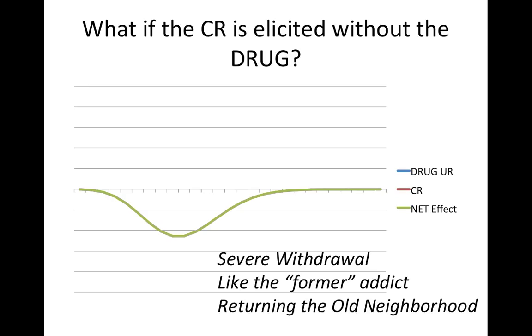Now, what if the CR is elicited without the drug? Well, the old neighborhood for these drug abusers, as Wikler noted, was the CS. And if we have the CS alone, we have the CR alone as the net effect. Remember, there's no drug on board. So the net effect is just the effect of the CS. The CS elicits this horrible feeling, these withdrawal symptoms. This potentiates the drug. This gives the drug power to remove these effects. So we think what the conditioned response does is potentiate the drug as a reinforcer, removing the withdrawal symptoms.